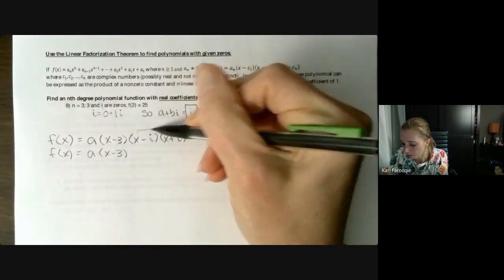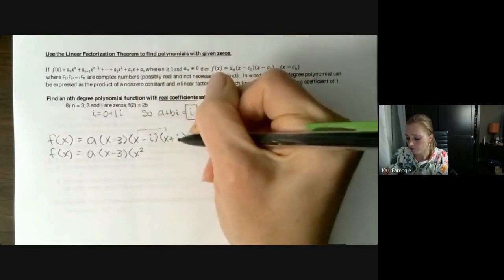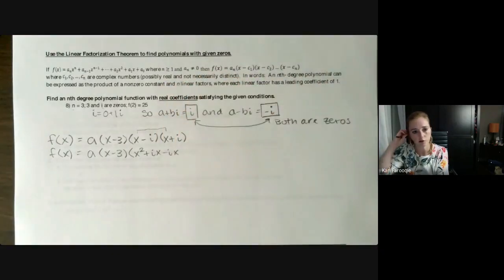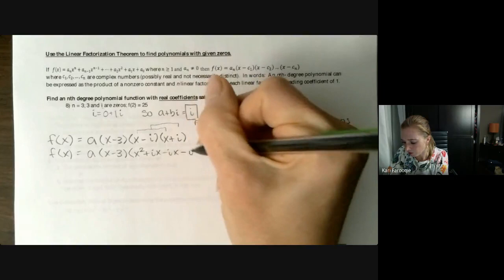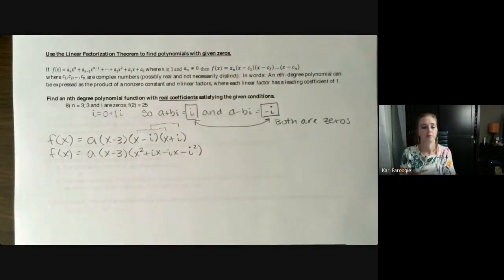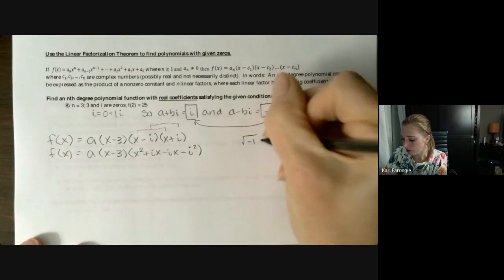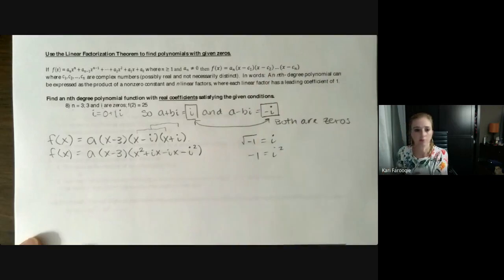So to FOIL here, you will end up with, and don't forget your parentheses, x squared. And then you have plus ix minus ix. I'm going to write mine. If you don't want to write yours, that's fine. They're additive inverses. And then be careful here with your last terms because you have minus i squared. And now I'm going to remind you that the square root of -1 is i, and i squared is equal to -1, because we're going to have to simplify this. You don't want to have any i's left in your simplified expression.